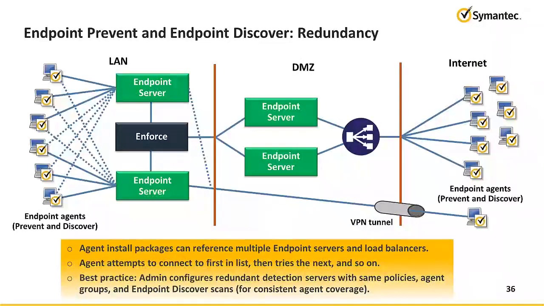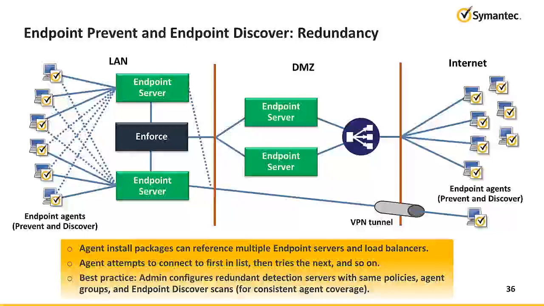Endpoint servers, which power the Endpoint Prevent and Endpoint Discover products, can accommodate up to 30,000 endpoint agents each, depending on how the administrator configures the server-to-agent connection interval. Remember also that endpoint agents store incidents in a secure local data store if the endpoint server is not available at a given time, and then send incidents up to the endpoint server when communication becomes available.